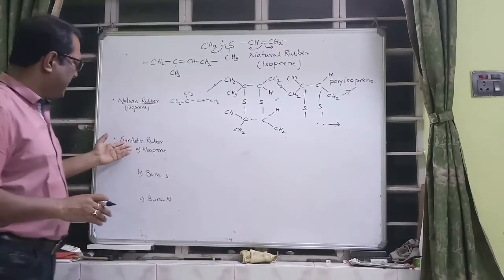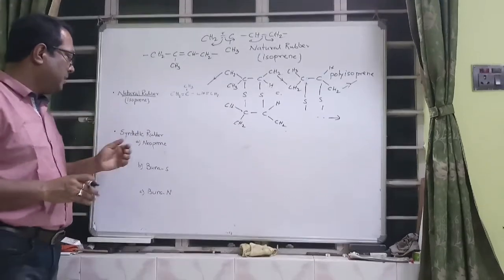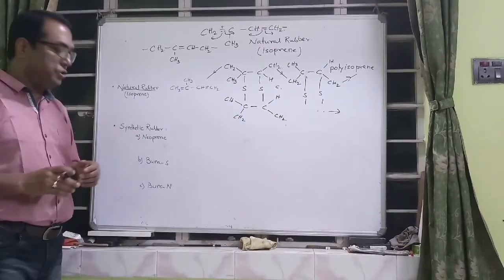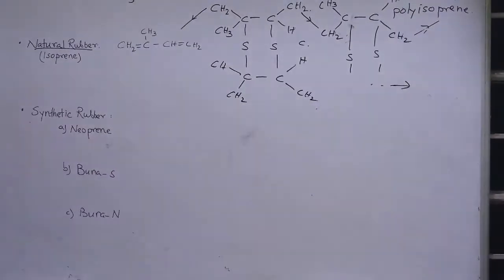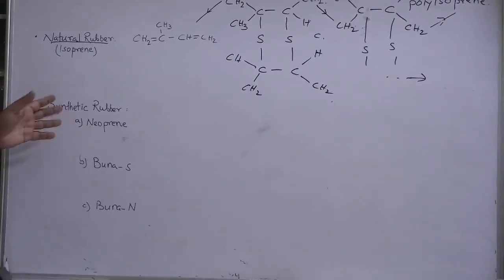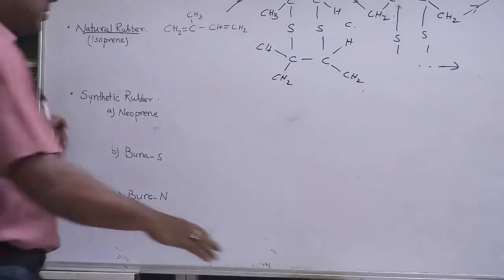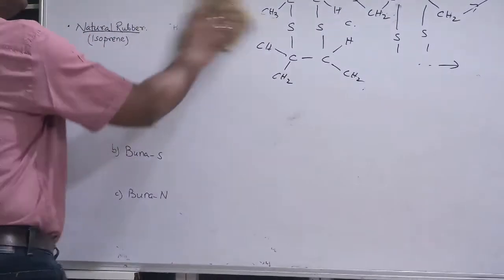We will go for the next one, which is about synthetic rubber. Among the synthetic rubbers we have neoprene, Buna S and Buna N. Students, we are going to learn about synthetic rubber. So 3 synthetic rubbers are being used nowadays.